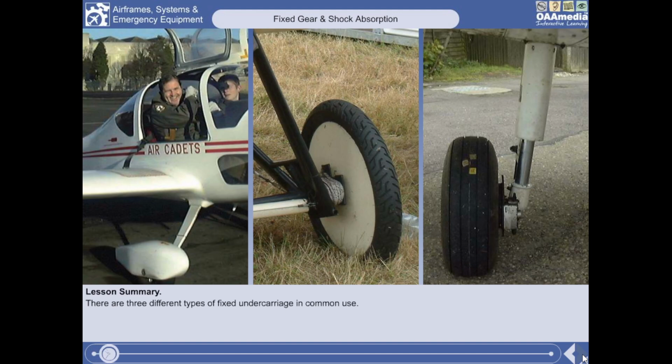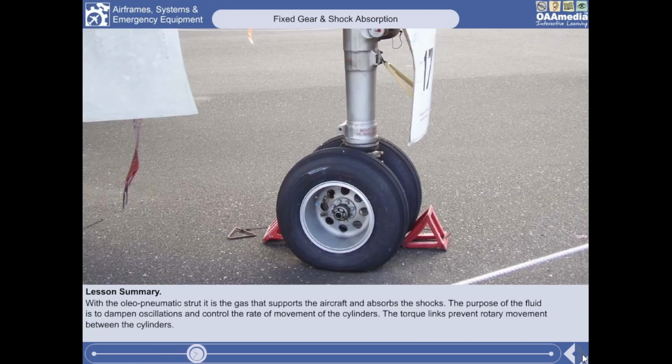That's the end of the lesson. You should now know the 3 different types of fixed landing gear in common use today. Remember that it is the gas in the oleo-pneumatic strut that supports the aircraft and absorbs the shocks. The purpose of the fluid is to dampen oscillations and control the rate of movement of the cylinders. The torque links prevent rotary movement between the 2 cylinders.